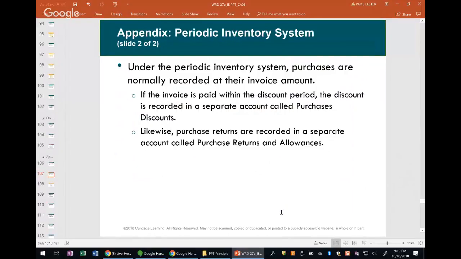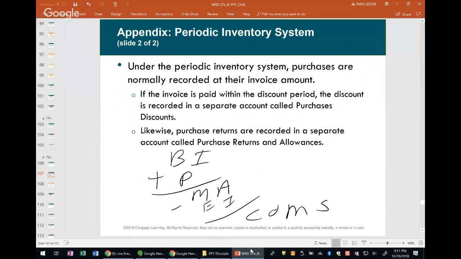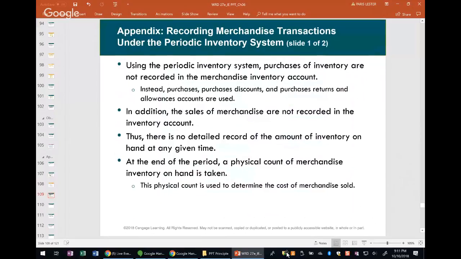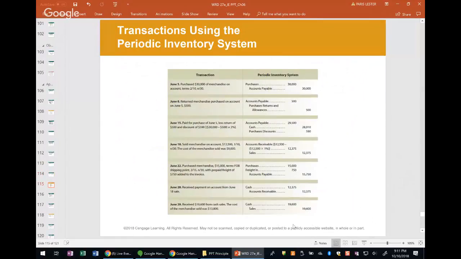Now, the appendix, I'm just going to say a few things about it. It will not be on a test. We will look at some homework, but periodic. Now, in a periodic inventory system, you have to calculate cost of goods sold. Perpetual, when you sell something, you debit cost of goods sold, and you credit merchandise inventory. Periodic, you don't do that. Periodic, you have to take beginning inventory plus purchases, which gives you merchandise available for sale, minus ending inventory, which gives you cost of merchandise or cost of goods sold, same thing. All right, in a periodic inventory system, I just don't think it's used much anymore because of computers. But here are some of the entries, and you can compare them to perpetual.